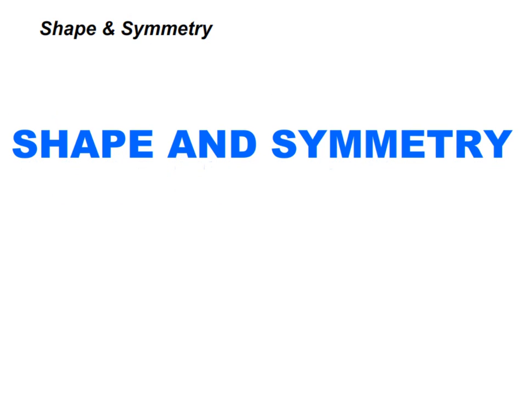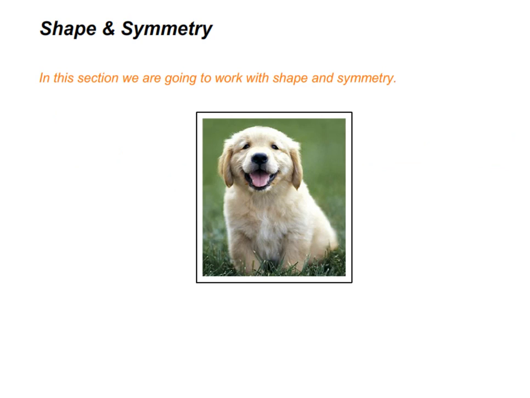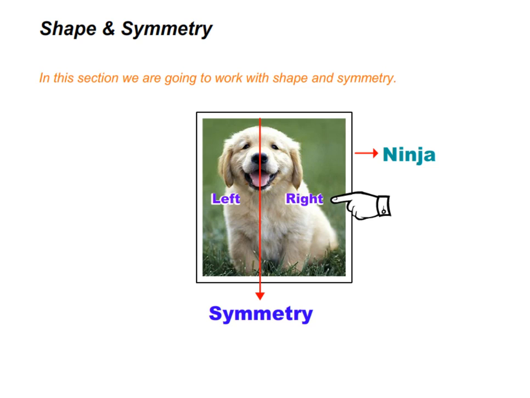Shape and symmetry. In this section, we are going to work with shape and symmetry. Look at the picture of my dog. My dog Ninja has a perfectly symmetrical face. This line is the line of symmetry. The left or right part of the face can be folded because there is line symmetry.